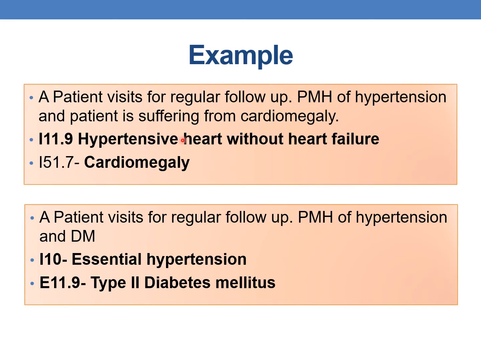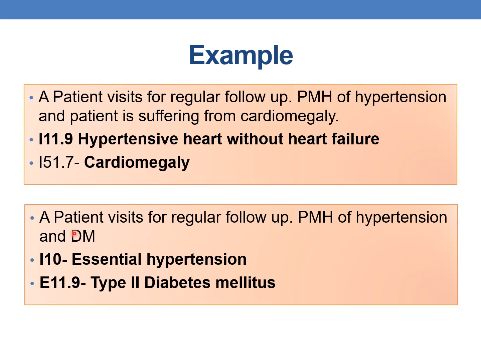Next example, a patient visits for regular follow-up, past medical history of hypertension and patient is suffering from cardiomegaly. Here patient has hypertension and patient is suffering from cardiomegaly and physician did not mention that it is unrelated. So you need to assume a cause and effect relationship. Hence, you need to code I11.9 hypertensive heart disease without heart failure followed by I51.7 to indicate cardiomegaly.